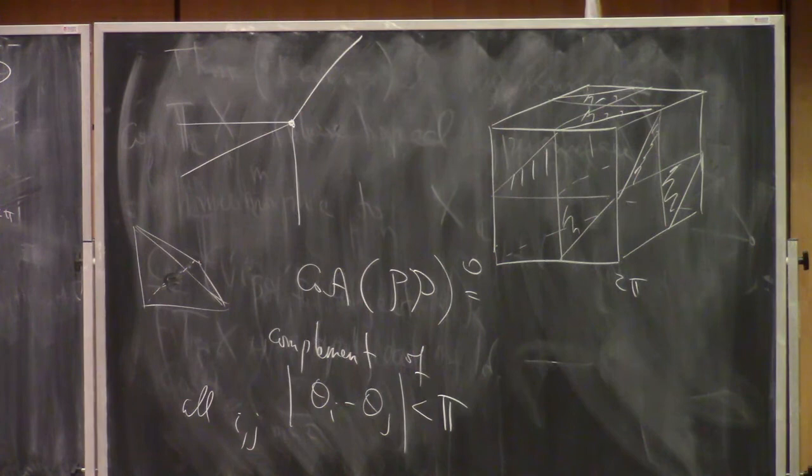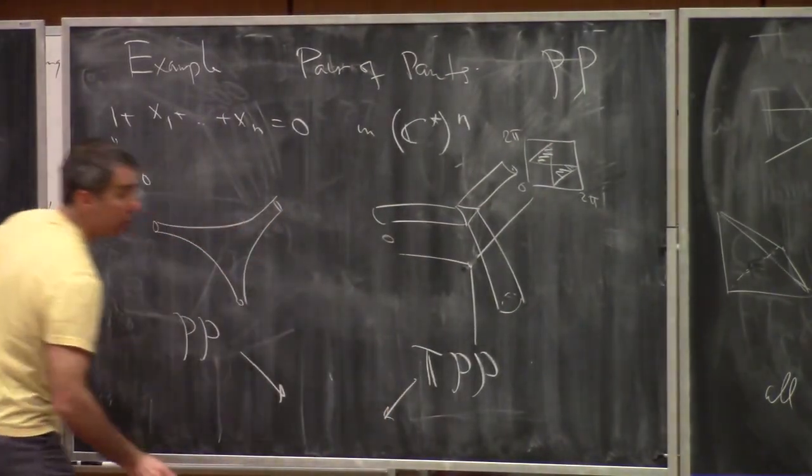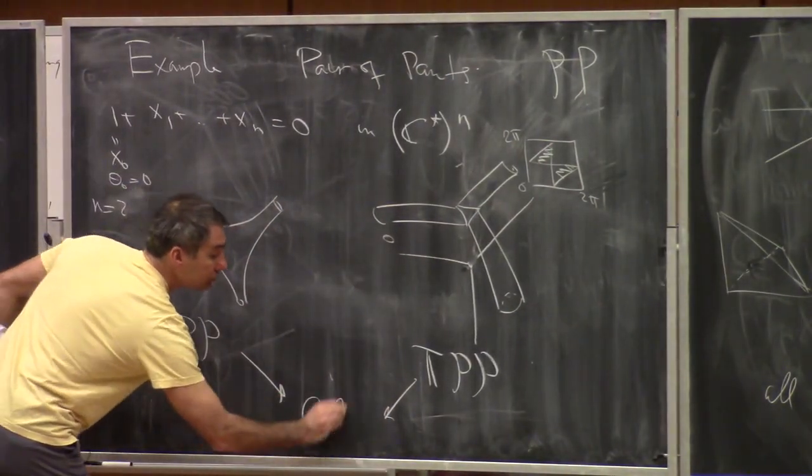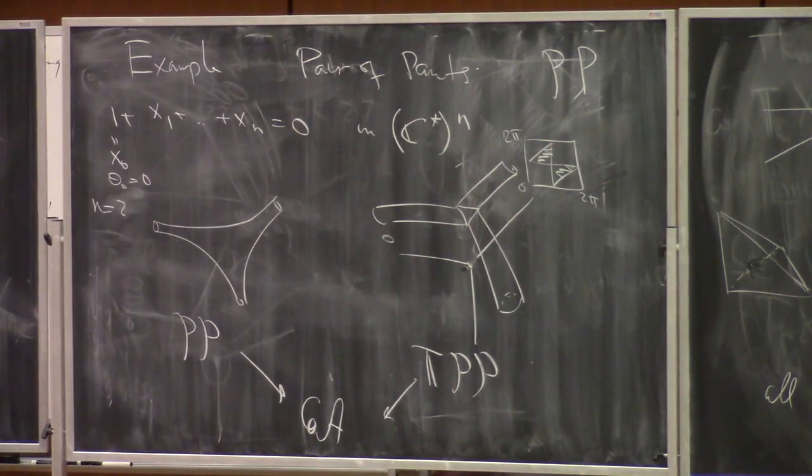So what I'm going to do, I'm going to give two CW decompositions of the two. So we have a complex pair of pants, and we have a tropical pair of pants. Both of them map to the co-amoeba, just by taking the argument maps. So I'm going to give a CW decomposition based on some decomposition of the co-amoeba into polyhedra.